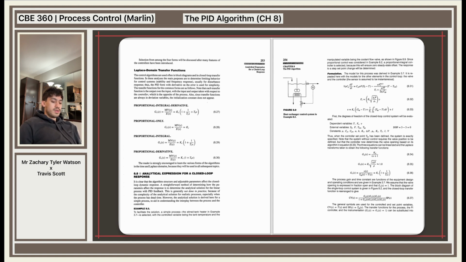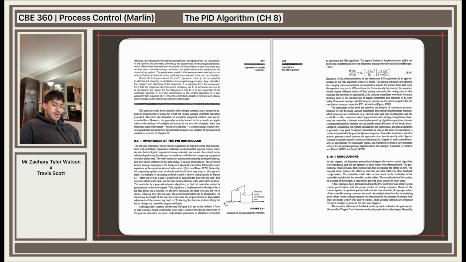Note that each transfer function has the output over the input, with the input and output taken with respect to the controller, which is the opposite of the process. Also, transfer functions are always in deviation variables. And then next, we're given an analytical expression for a closed loop response. And then the importance of the PID. Notice that we have the manipulated variable and the control variable, showing the transfer function.